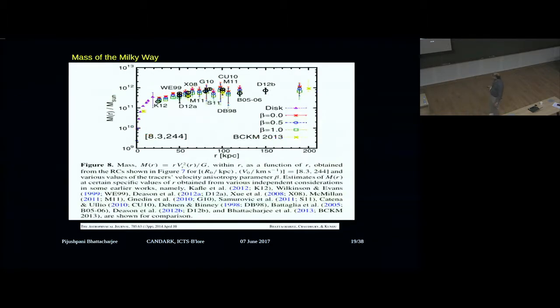Once you get the rotation curve, you can measure the mass of the galaxy within a certain radius r, basically v squared r over G. You can form this. So the total mass of the galaxy from the rotation curve is close to 10 to the 12 solar masses. We know that the visible matter is about 10 to the 11 solar masses. So there is roughly a 10 times mass discrepancy, that is, dark matter in the galaxy.